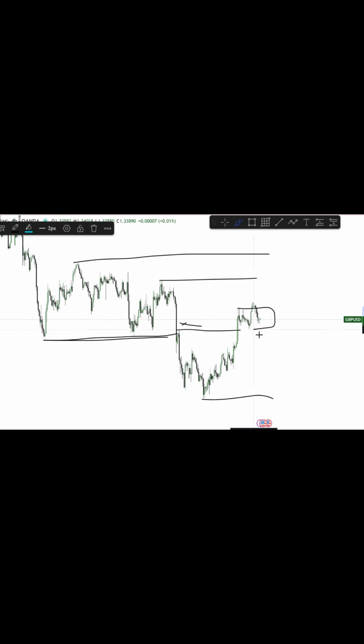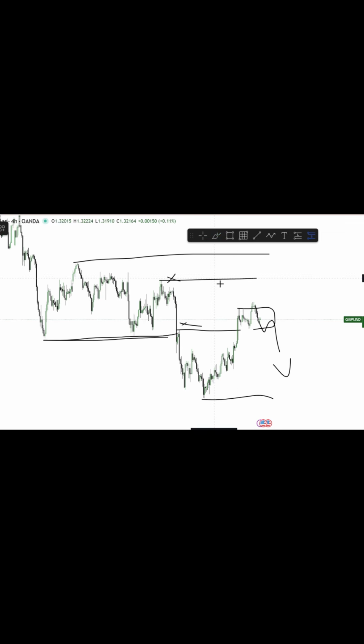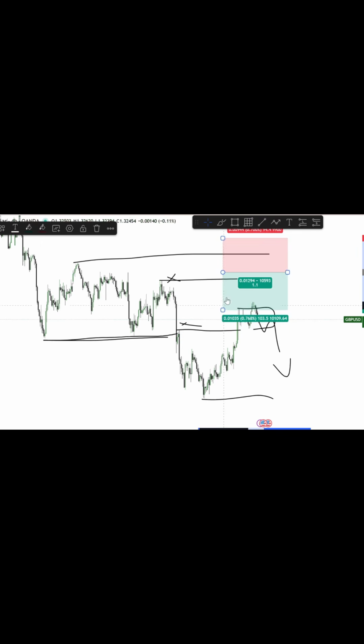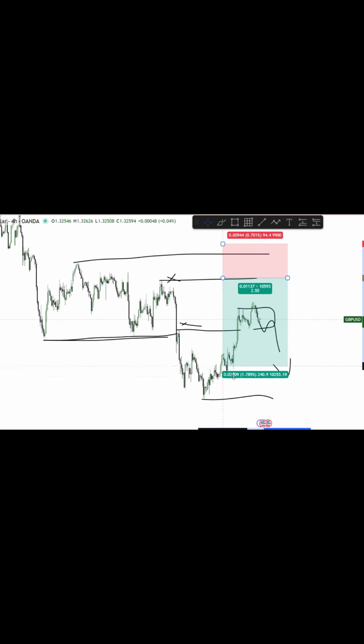There's two options here. We can either take a short after we break this zone, or we can look at taking a short once we've liquidated this high over here. You could even, if it gets to that high, just almost set a risk entry with your stop above the high, and then just target that new lower low, like so.